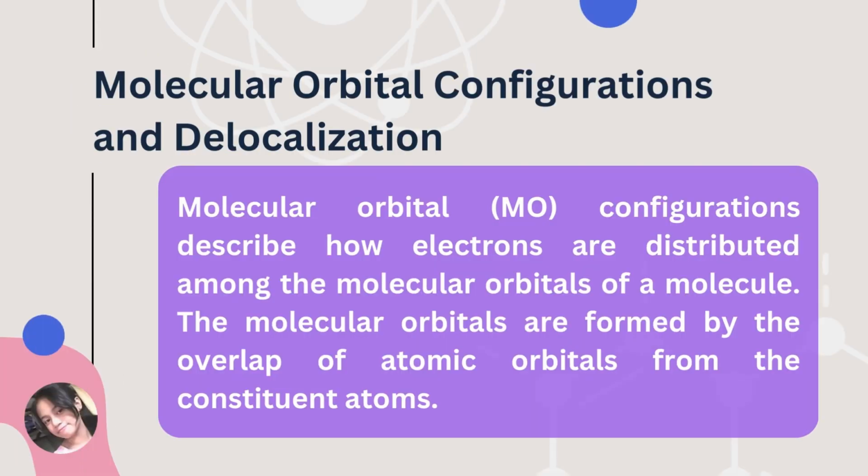So in these sections, we will discuss the molecular orbital configuration and the localization. Defining the molecular orbital configuration describes how the electrons are distributed among the molecular orbitals of a molecule. These molecular orbitals are formed by the overlap of the atomic orbitals from the constituent atoms.